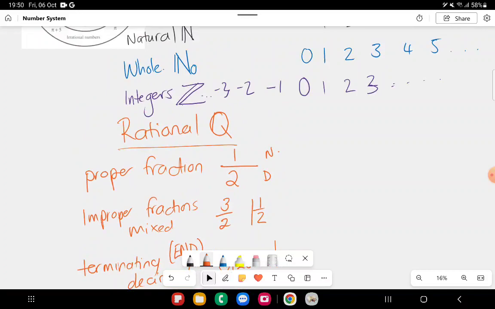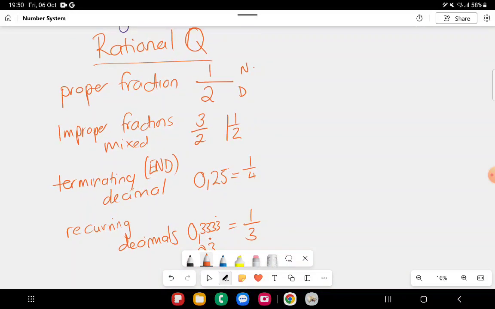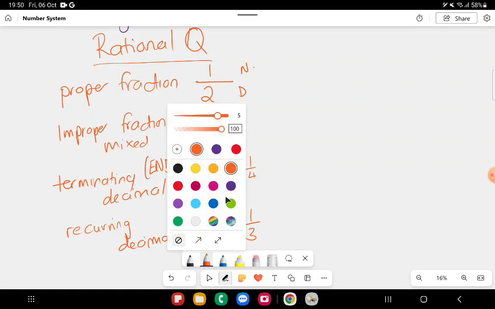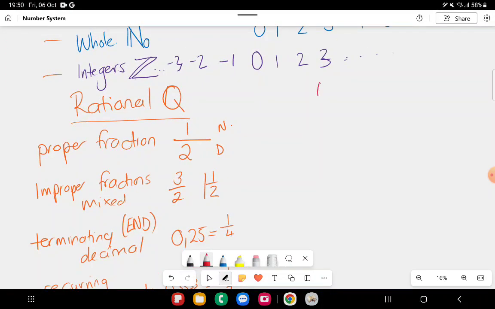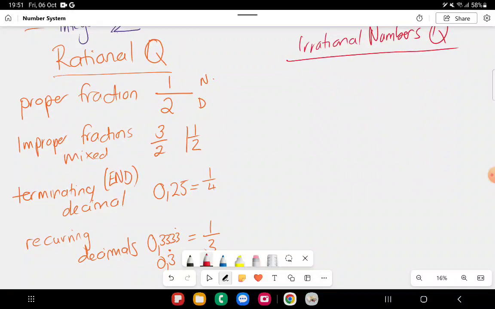In addition to that, you also have integers, whole numbers, and natural numbers are rational numbers. Okay? Now, what are irrational numbers? Irrational numbers have got the symbol Q with an apostrophe. In other words, not rational. A not rational number, if we go through the list, we said that proper and improper fractions are both rational.